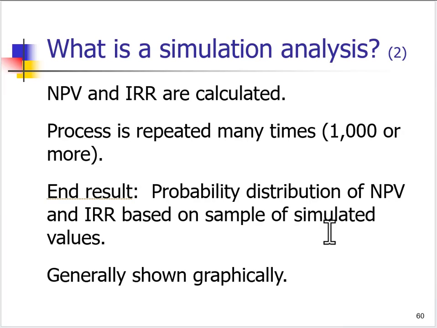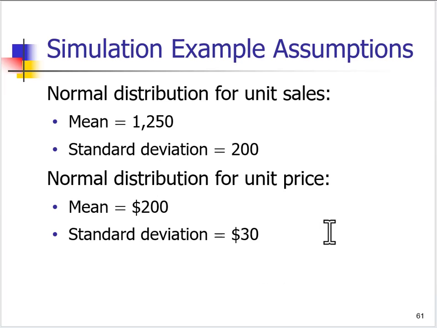So we can then calculate from that probability distribution the standard deviations, right? The expected values of net present value or internal rate of return. We can calculate the coefficient of variation. All of those things are created through this fairly complex analysis of a particular project.